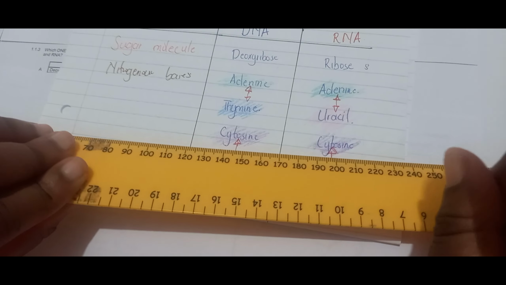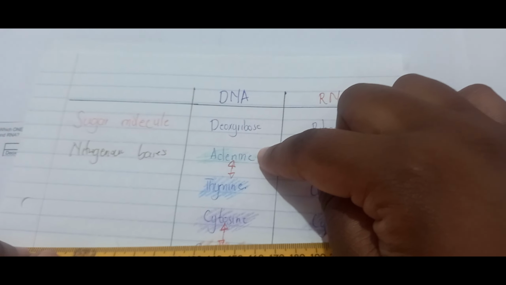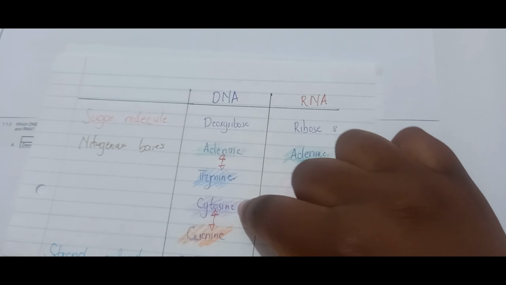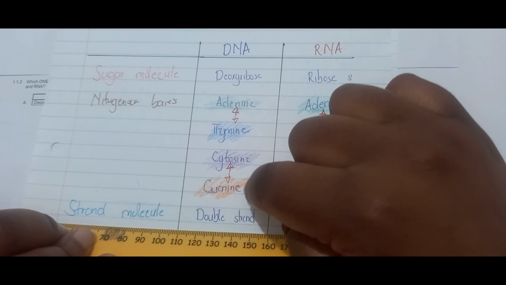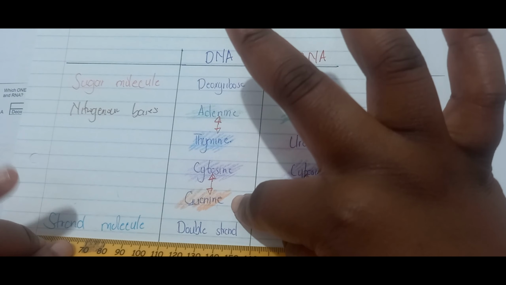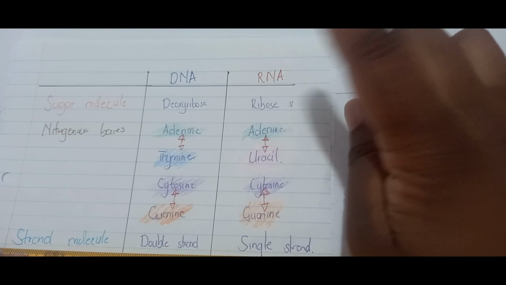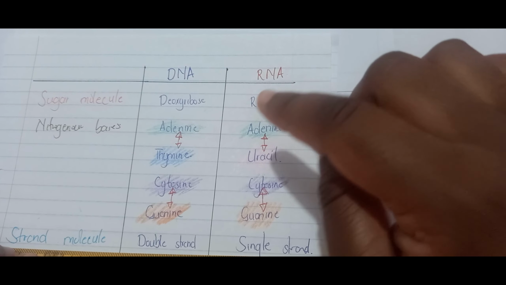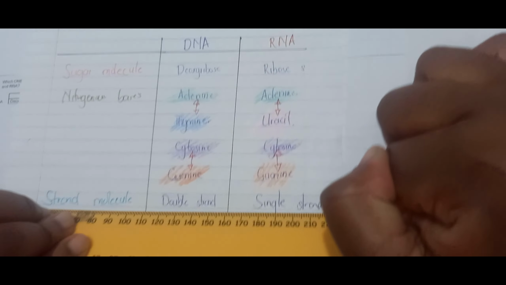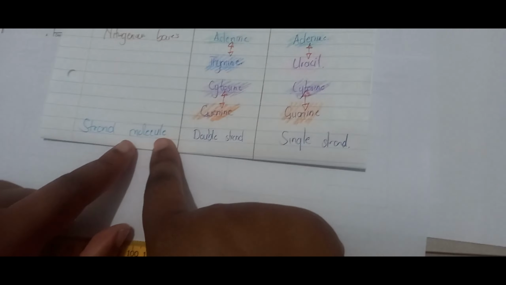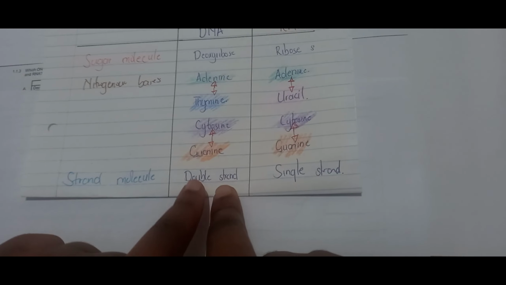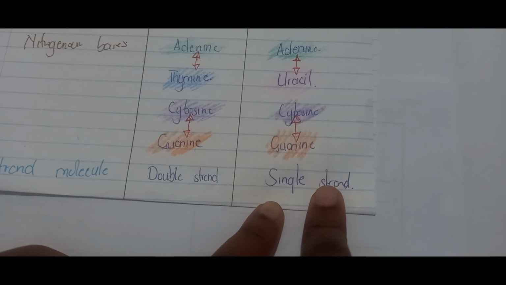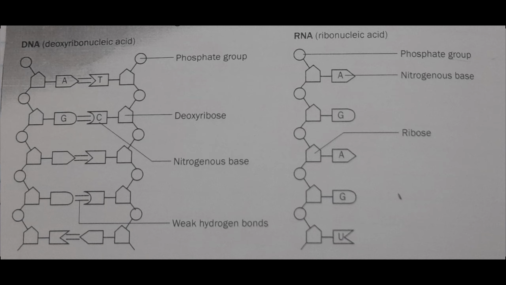Then don't forget that with DNA, adenine always pairs with thymine and vice versa. Cytosine always pairs with guanine, GC or CG. Okay. With RNA, adenine pairs only with uracil, and then cytosine also with guanine. Then their strand, DNA has a double strand, D, D, and then RNA has a single strand. I'm going to put the picture up again for you.